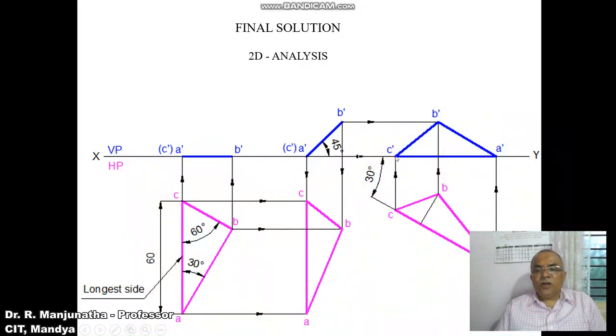The longest side which is resting on HP is inclined at 30 degrees to VP, and the set square itself is inclined at 45 degrees. And we can have the longest side of 60 mm having a set square of 30 degrees to 60 degrees square. Since we have satisfied all the given conditions, hence our problem is right.